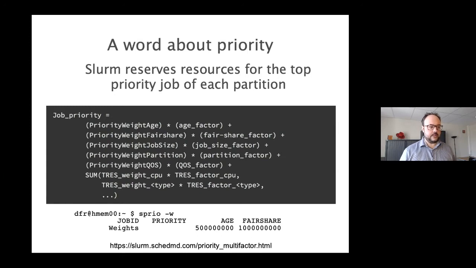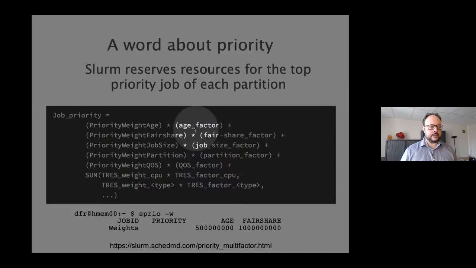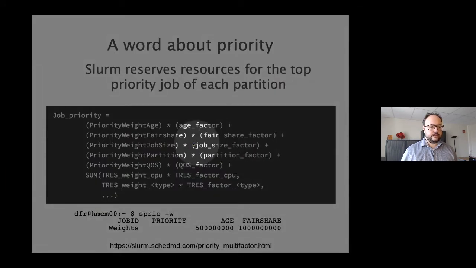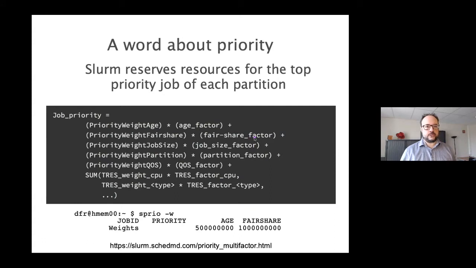It's all a sum of different, they call it factors. One is the age factor, which is how long your job has been waiting in the queue. The fair share factor is the most important one. It's a measure of how much you've used a cluster in the past. The idea is that people who have used a cluster a lot in the past have less priority than those who did not use a cluster at all, for instance.